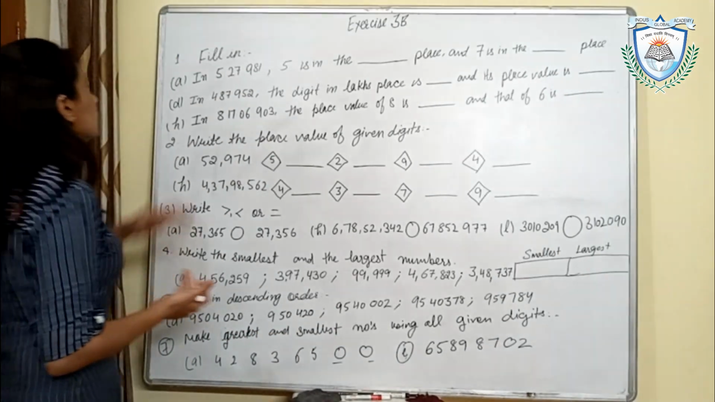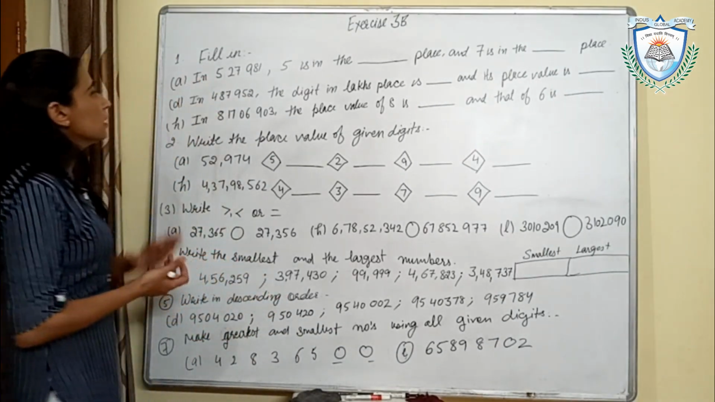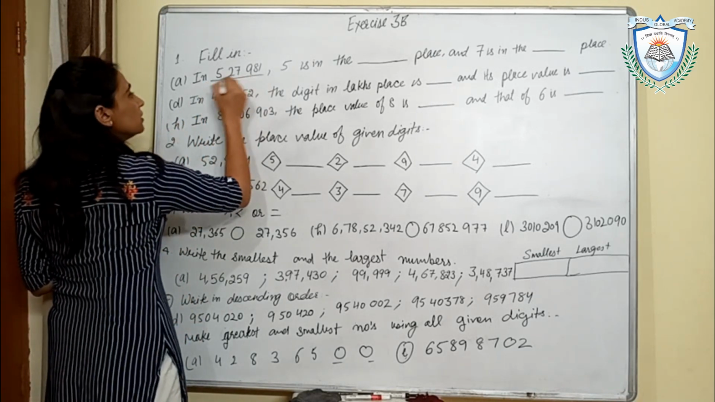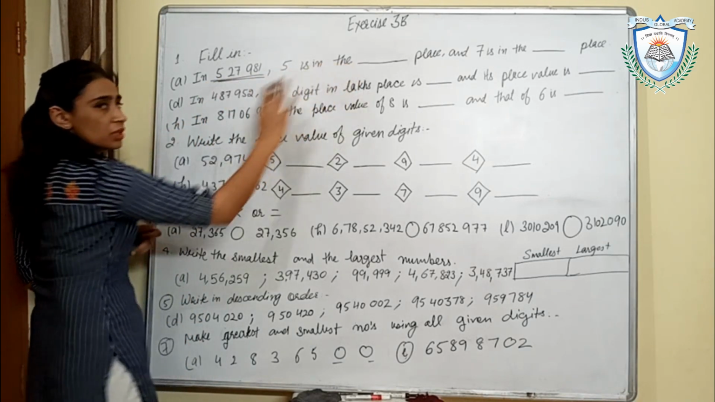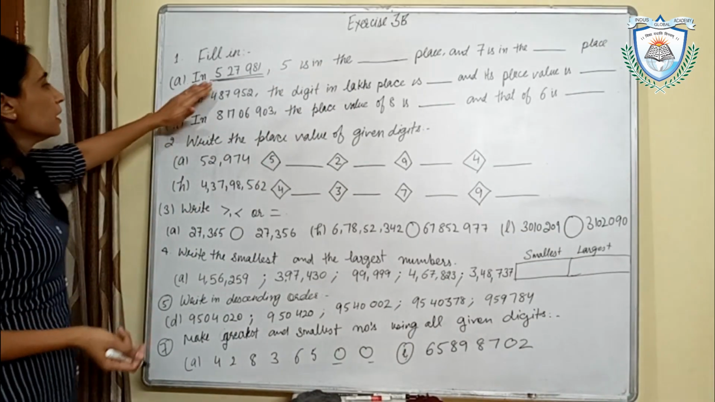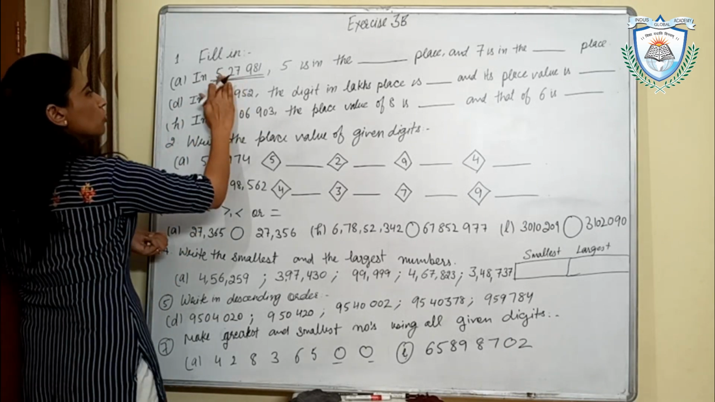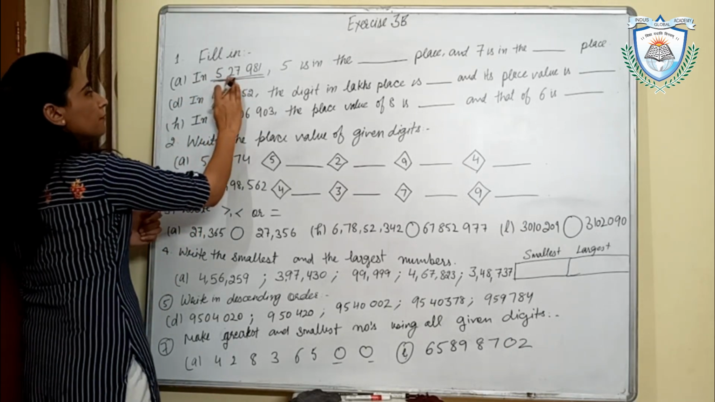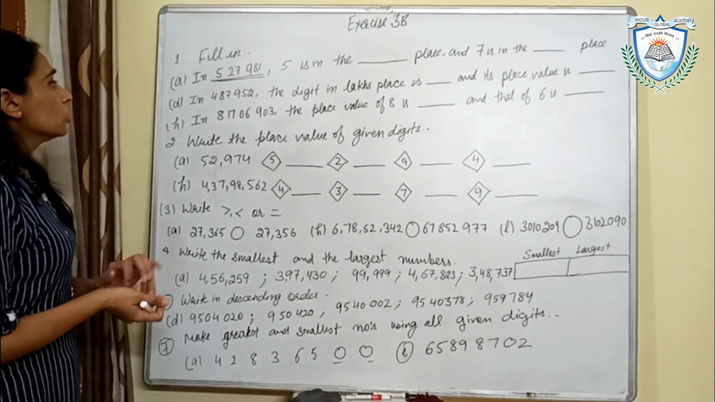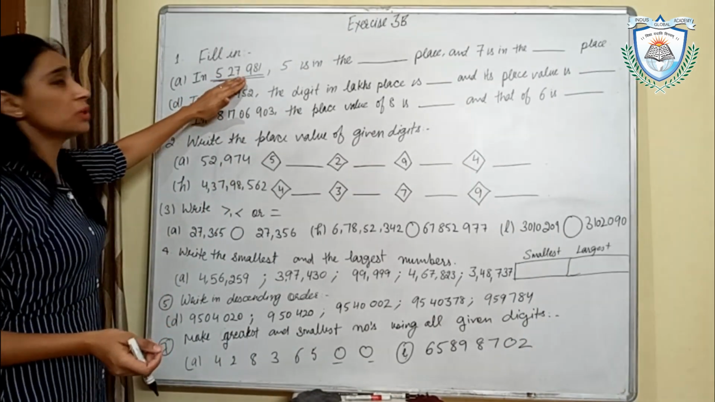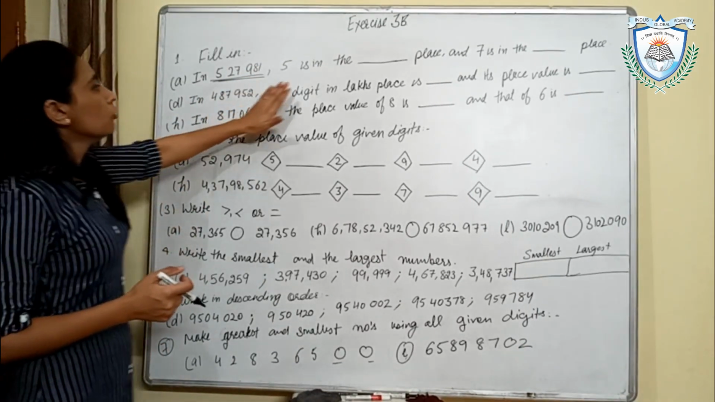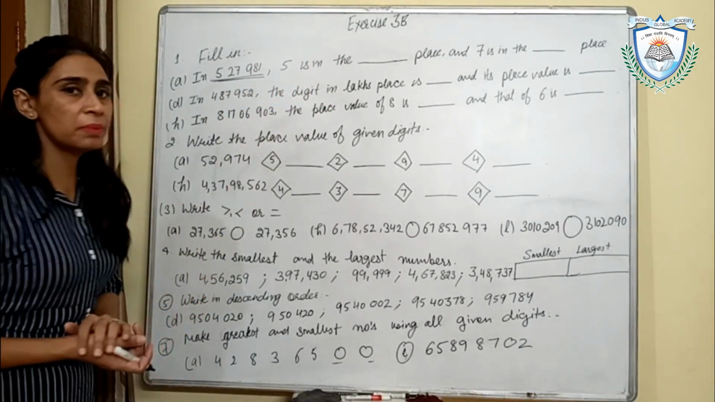So let's start with question number 1, first part. Here a number is given to us, this is the number and this is the digit, so don't get confused between the two. If I put the commas here, it will be 5,27,981. This is our number. 5 is in dash place.